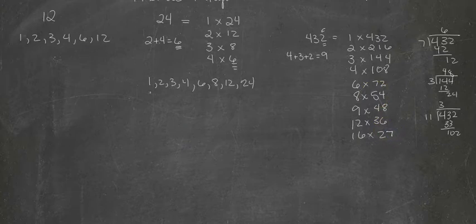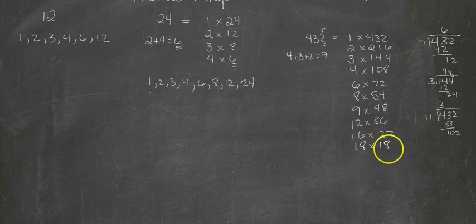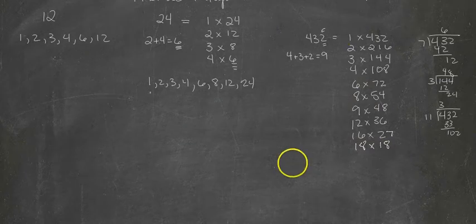17, no. 18, 18 is twice 9. And half of 36 then is 18. Oh, and look, I'm back. So I have the same number here that I have here. So these are all of the numbers that divide 432.